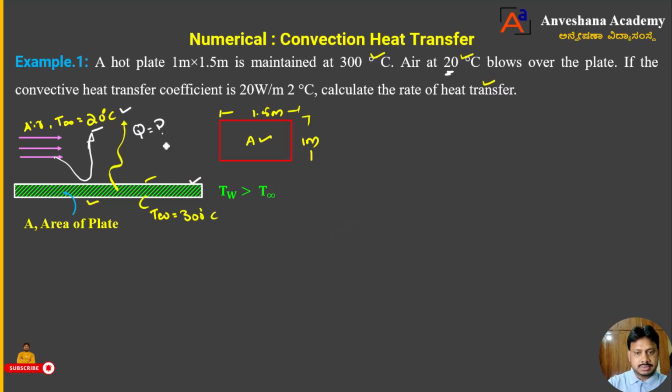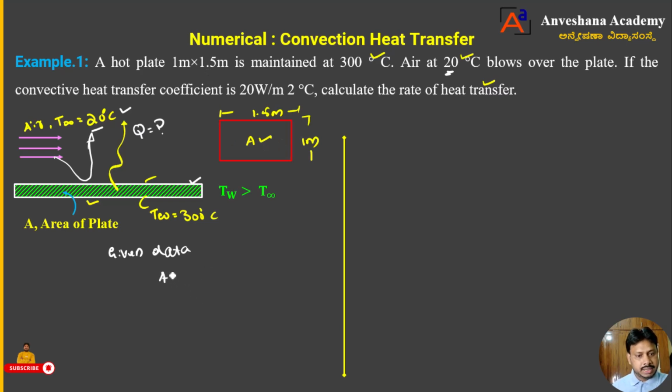Then what I will do, dear students, is list out the given data. This is the schematic diagram I have drawn. Now I will write it here: given data. What all things has he given? First, the hot plate. He has given the dimensions of that plate, and with the help of the dimensions I can calculate the area.